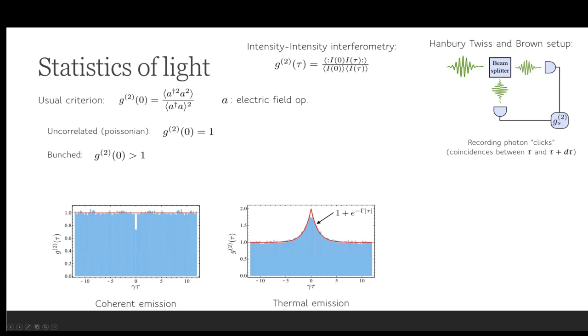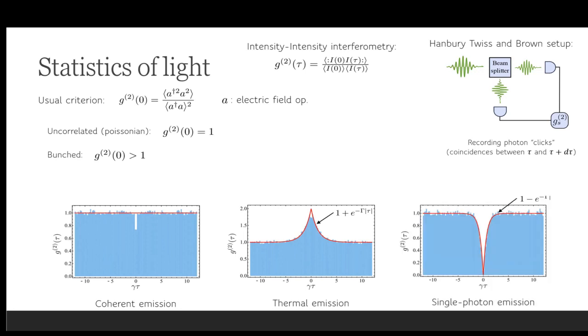Another possibility is to have bunched light. In this case, the G2 is greater than 1. A good example of it is the thermal emission coming from a bulb or from a black body. And the opposite case is to have anti-bunched light. This is a very important case because having a G2 less than 1 has no classical analogue and is a very quantum signature. It's essential to determine if one source could be a candidate for single photon sources.